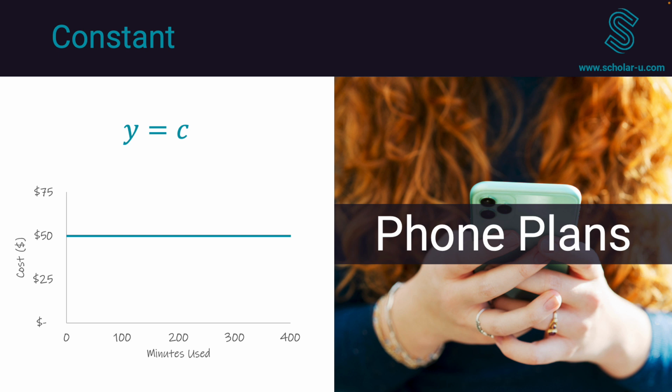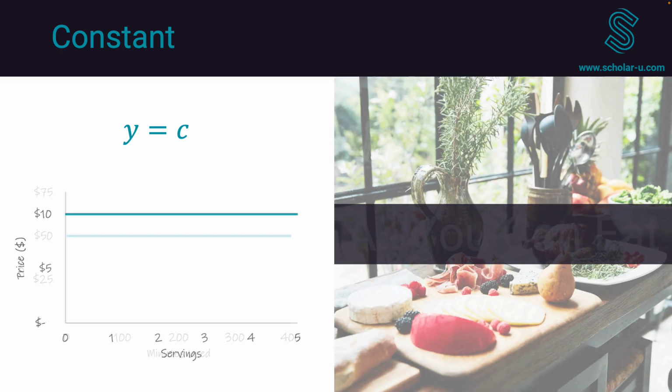For instance, in the context of phone plans, we pay a fixed monthly fee of $50 for unlimited minutes. Regardless of whether we use 0 minutes or 1,000 minutes, the cost remains $50. This example illustrates that different inputs can yield the same output. In this case, all inputs result in exactly the same value of $50. Since there is no real relationship between the minutes used and the cost in this scenario, the amount we pay is constant regardless of phone usage.